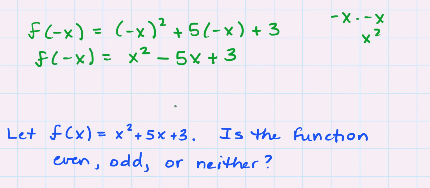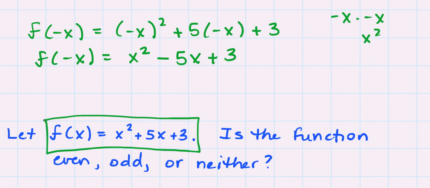Now compare it with the original function. Are these the same? Well, no, they're not the same, because here I have a positive 5x and here I have a negative 5x. So that tells me f of negative x is not equal to f of x. So this is not an even function.